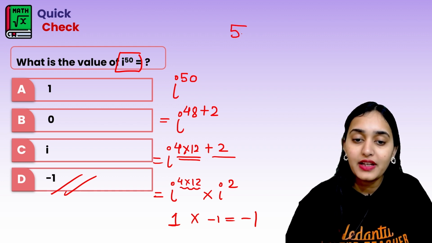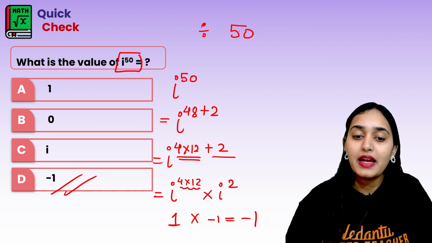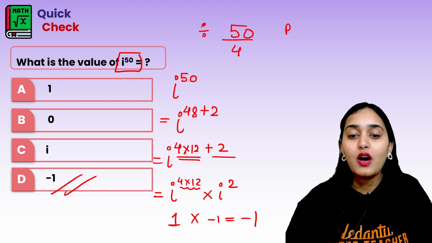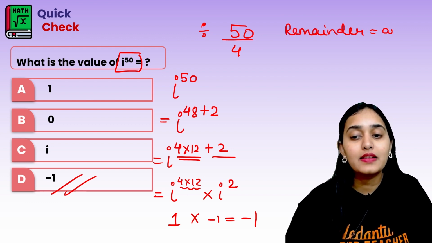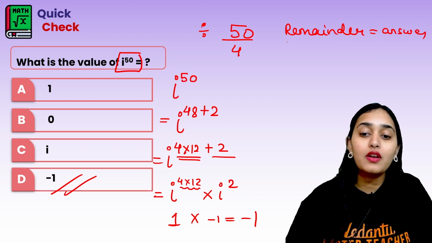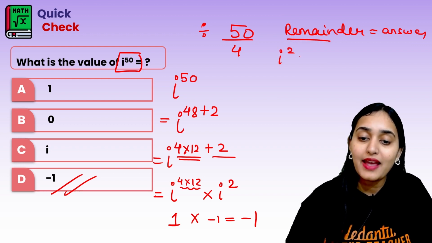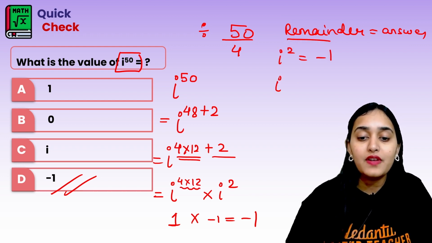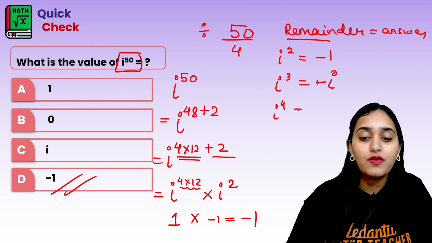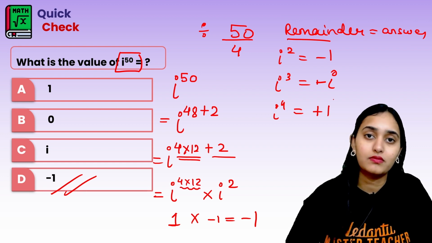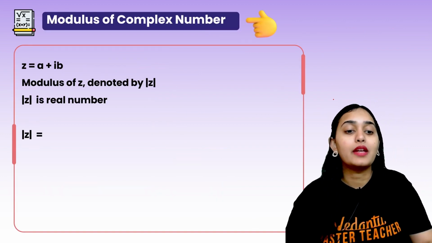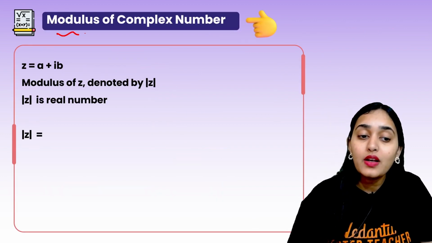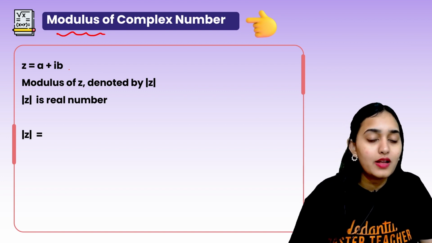If you have 50, just divide it by 4. Whatever is your remainder, that is your answer. So if your remainder is i square, your answer is minus 1. If it is i cube, your answer is minus i. If it is i to the power 4, your answer is plus 1. Remember? Okay. Next is the modulus of a complex number. Important concept.